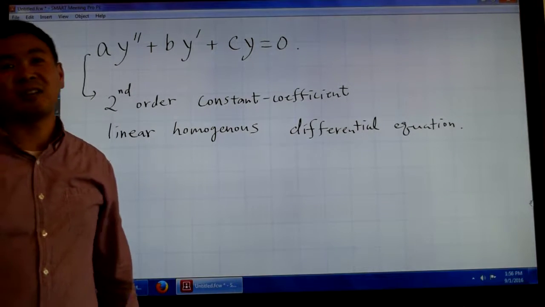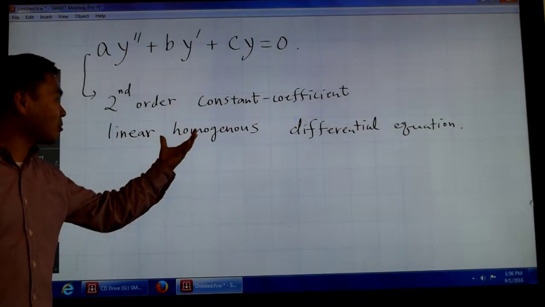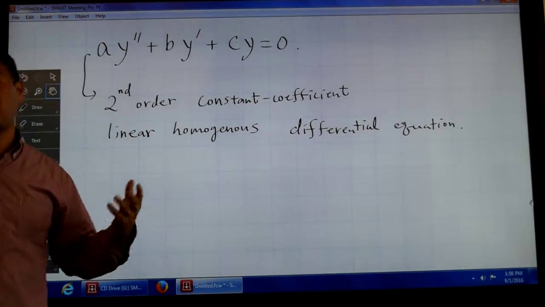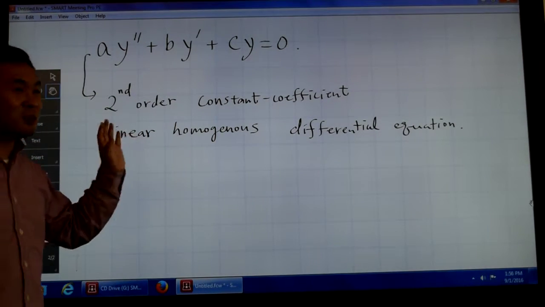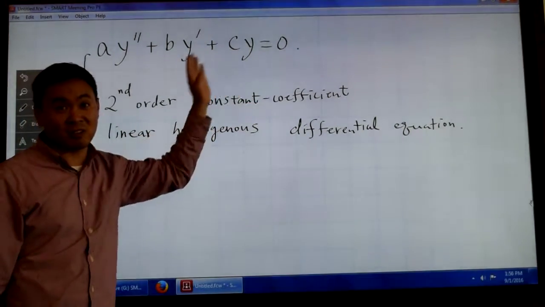But so you can kind of weakly link the word homogeneous with homogeneous polynomials and homogeneous functions like that, but really just don't try to link those two. Here, homogeneous means the right side is 0. Okay?